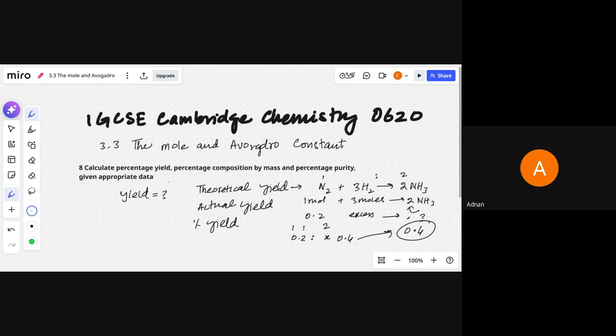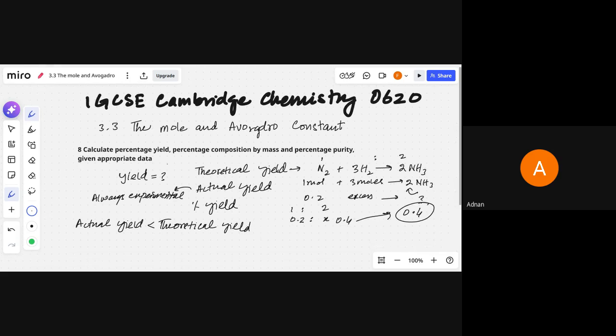But when we actually perform this experiment in the lab, what we get in reality, that is called actual yield. So actual yield is always experimental. And the other thing that you need to understand about actual yield is that it will always be less than the theoretical yield. So why is actual yield always less than the theoretical yield?